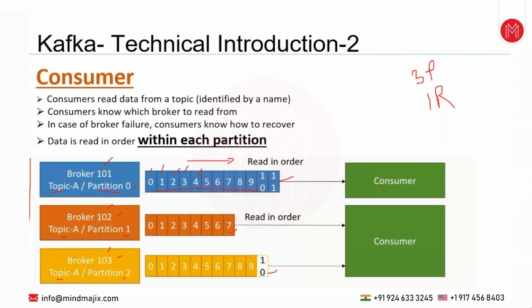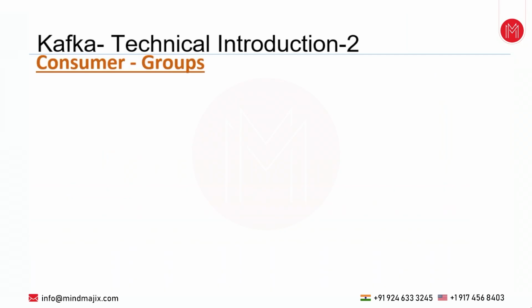It will never read the messages in a zigzag order, like first reading offset 5, then offset 2, then offset 11, then offset 0. It will never follow a zigzag order. It will follow order within each partition. That's how data will be consumed. Now in the consumer, there is something called consumer groups. This consumer groups concept is very, very important, so follow me clearly here.